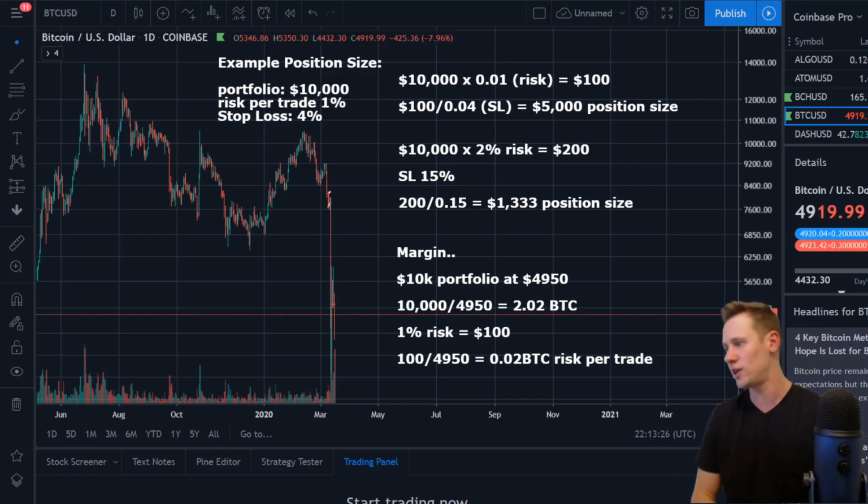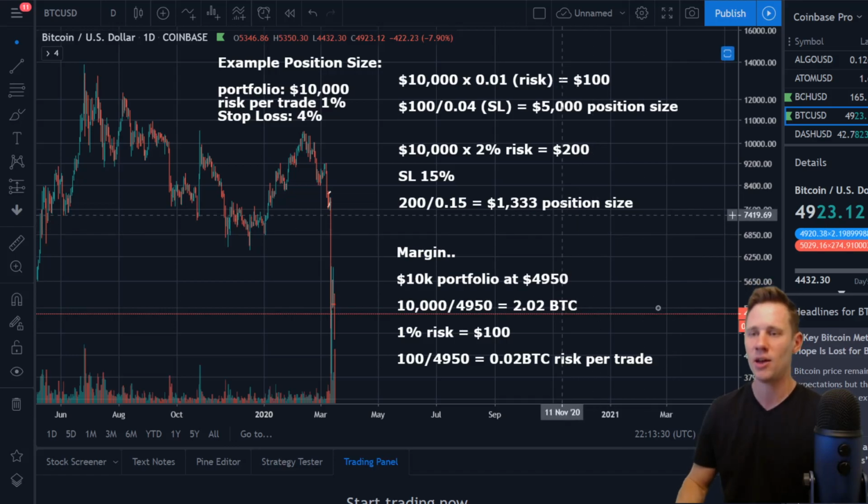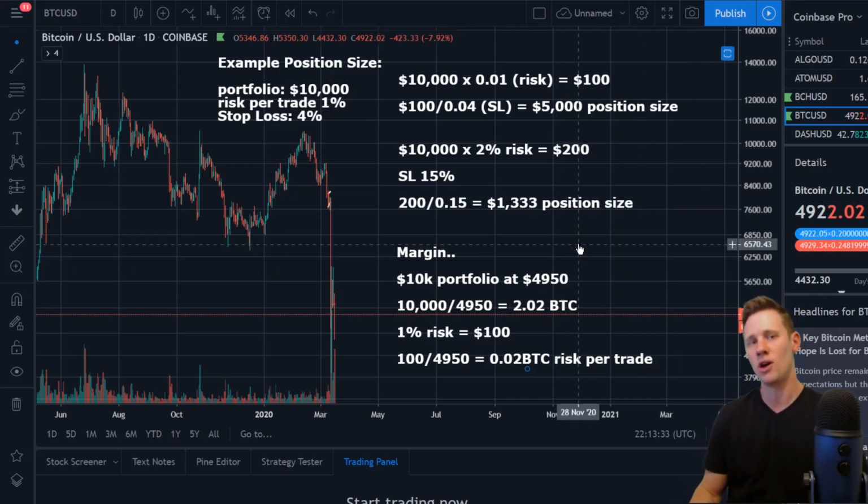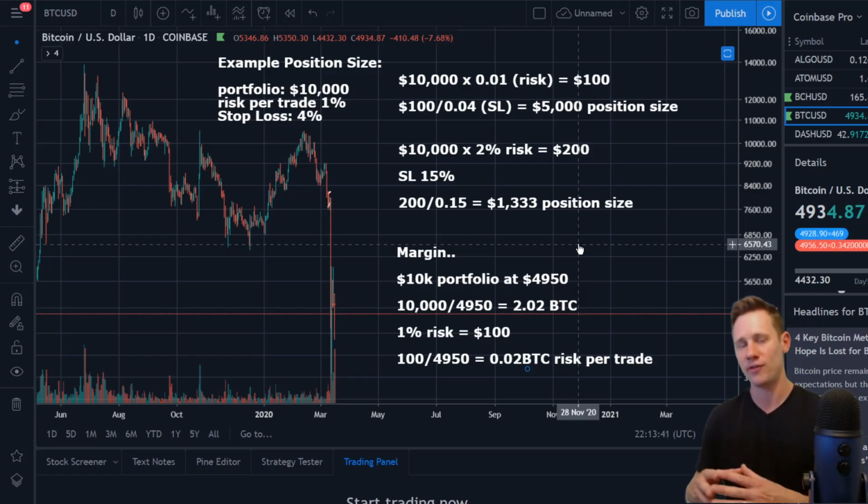We're looking at 49.24 current price. Okay, guys? And generally, I like to use about a 1% risk per trade. That's 1% of my entire portfolio being risked on every trade.